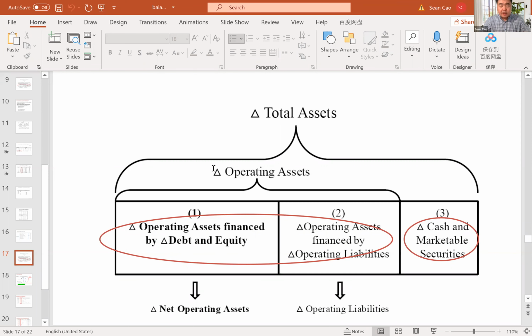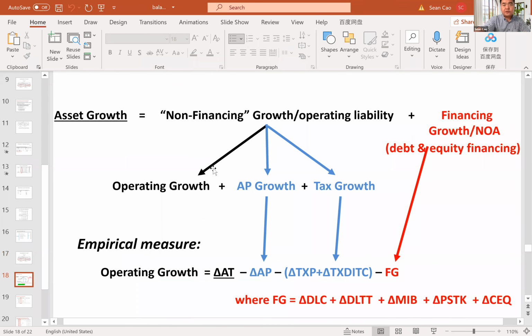We want to discuss how exactly we can calculate the asset growth financed by vendors and suppliers. And I want you guys not just to memorize the formula. I want you to understand the formula. That's what we are going to discuss for the next couple of minutes. So let's look at the formula here.